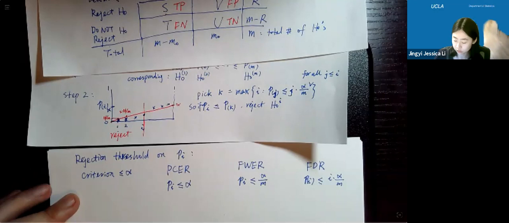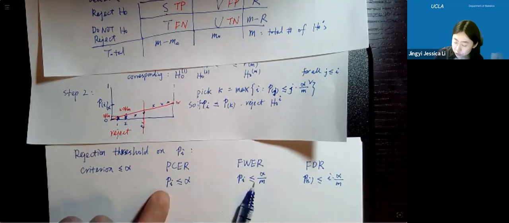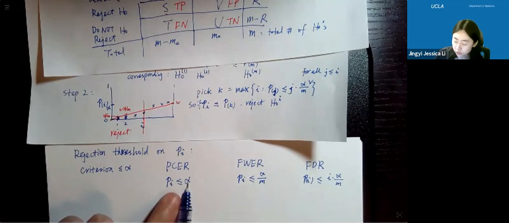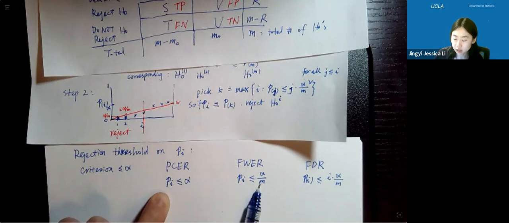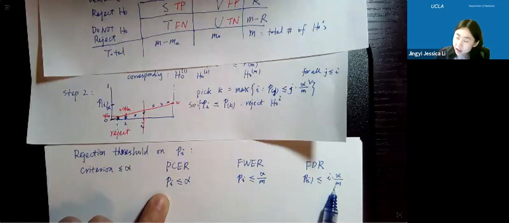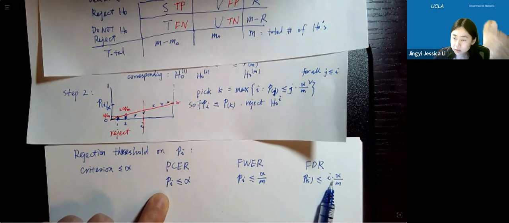In other words, for the first two criteria, the threshold has nothing to do with the rank of the p-value among all the p-values. We're just looking at each p-value individually, and we set a common threshold. So clearly, this is very large, this is very small, and this one, why can we make more rejections? The reason is that the threshold increases as the rank goes up. So it's possible that we can make more rejections.